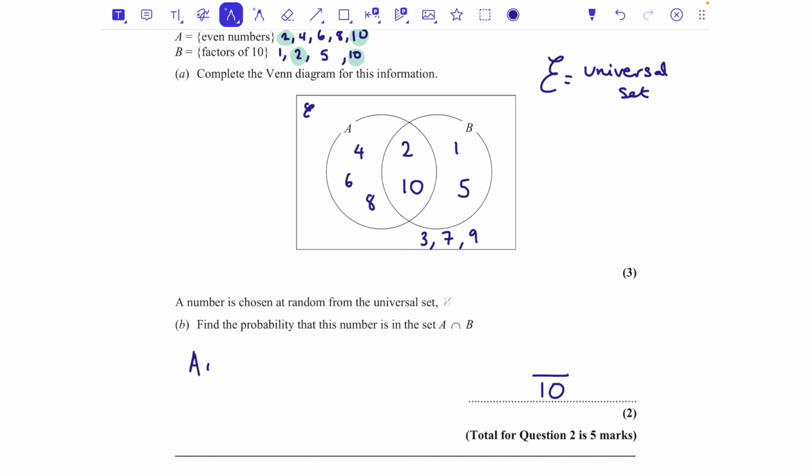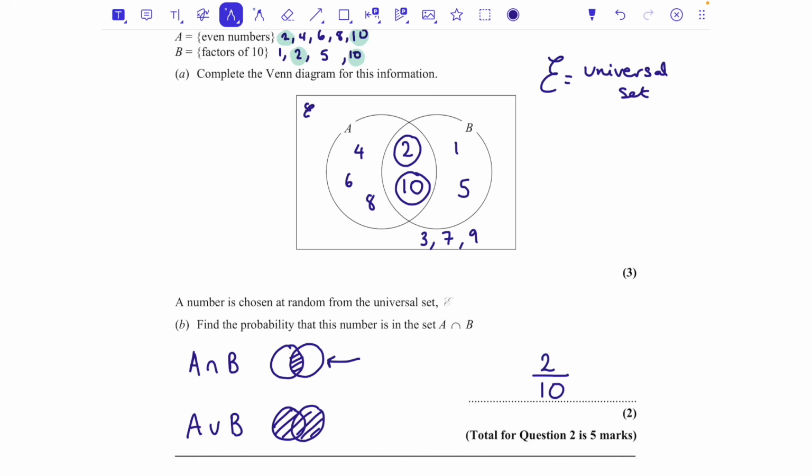So you've got 2 things that they normally ask you. Either this, which is the intersection, which is asking you what's the probability of it being in that bit there, or sometimes they'll ask you the union, which is when it's that way up, and that means what's the probability of it being in either A or B. So then it can be across either of them, okay? So in this case, we want to know what's the probability of it being in that intersection, and there are 2 numbers in that intersection out of the 10 possible numbers, so 2 out of 10.